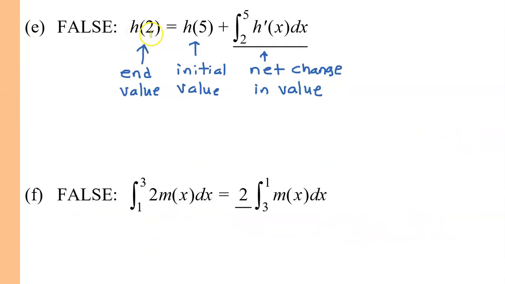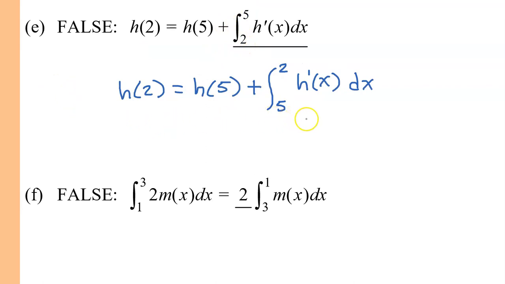However, if h at 2 is the end value and h at 5 is the initial value, then this integral is in the wrong order. The limits of integration have to go from the initial value to the end value, and these are backwards. So here is the correct way to write the statement. H at 5 is the initial value. H at 2 is the end value. So we will integrate from 5 to 2.